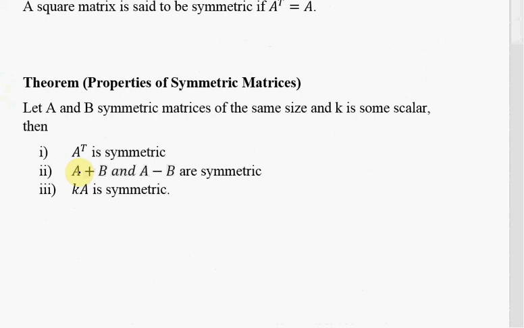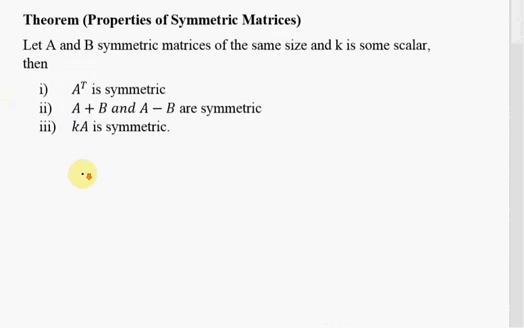If I know that A and B are symmetric, then when I add those two matrices together, the sum is also symmetric. Also, the difference will also be symmetric. And if you multiply a scalar times a symmetric matrix, its result is also symmetric. Do you believe that? No, we don't. We don't believe it until we show it.